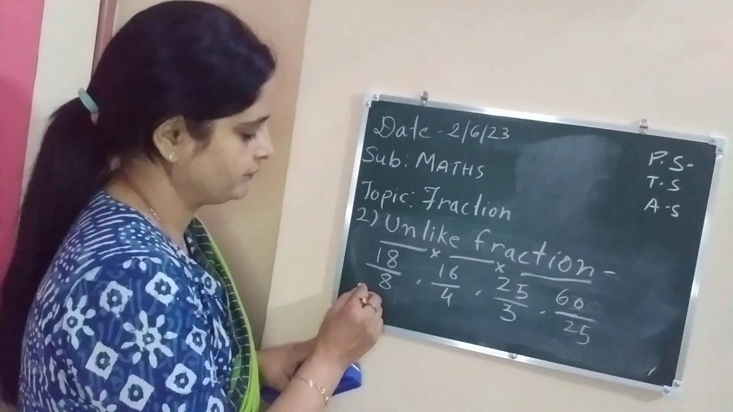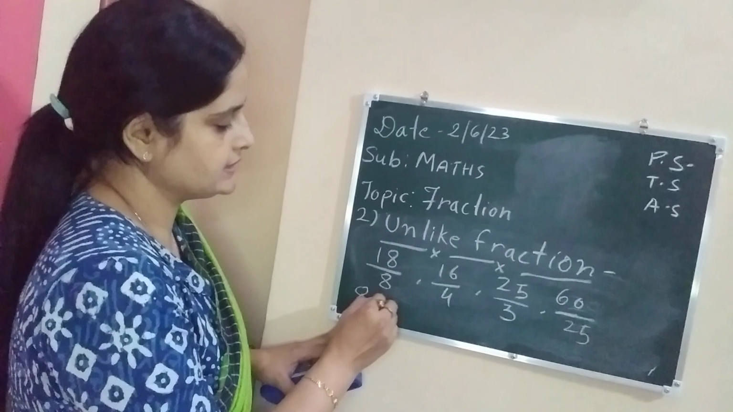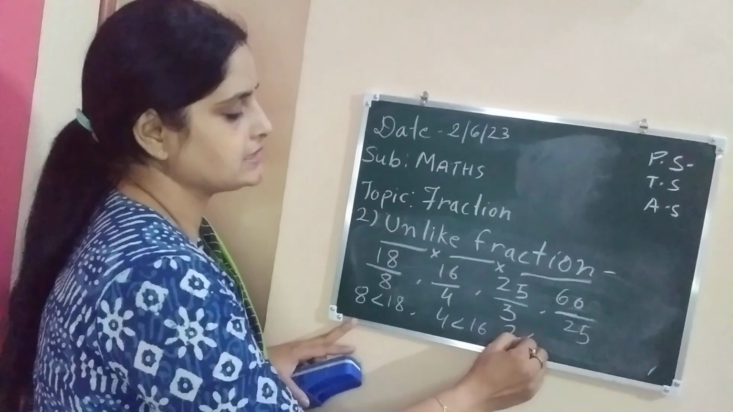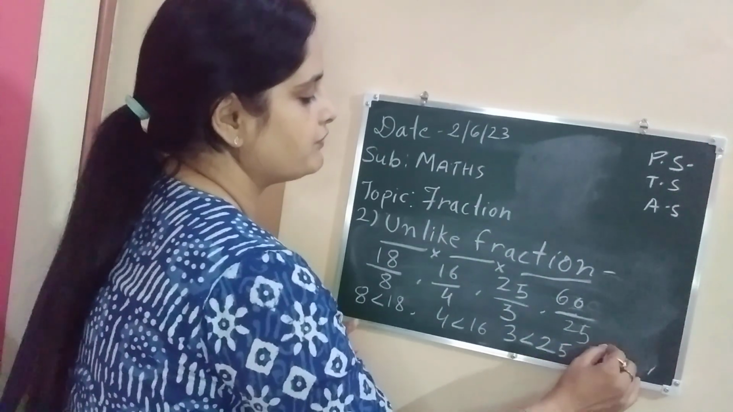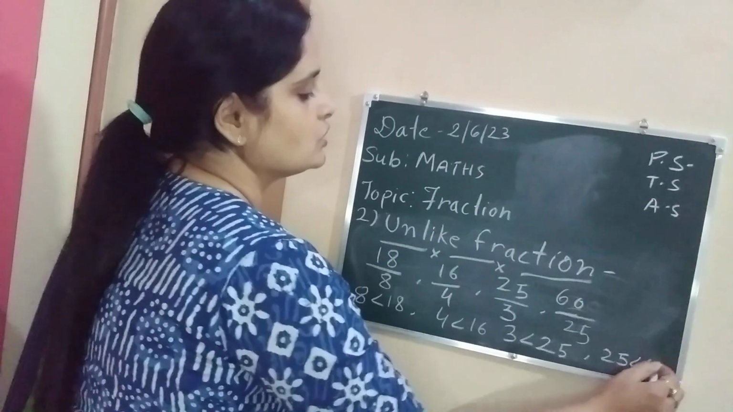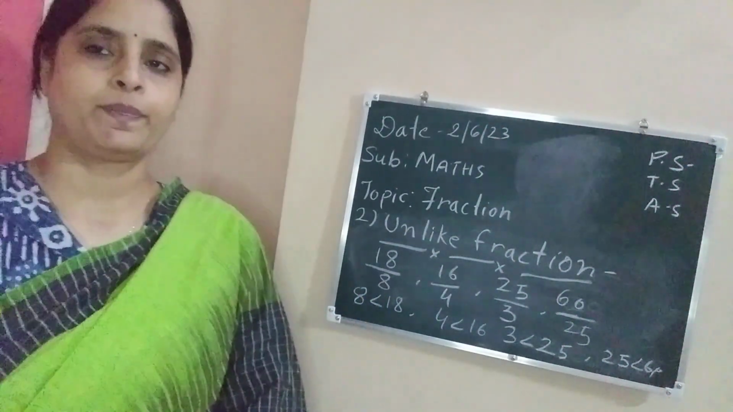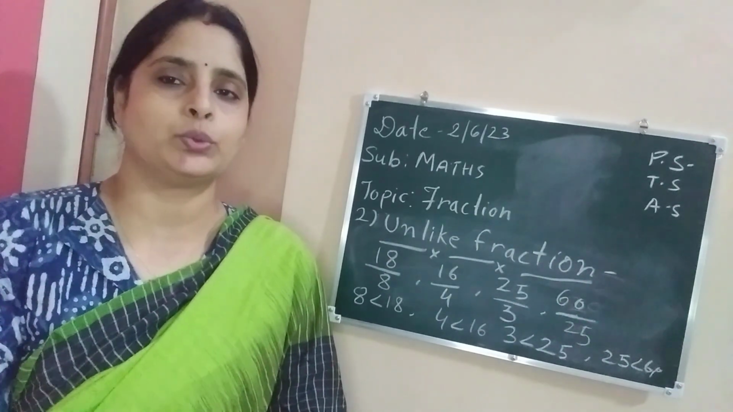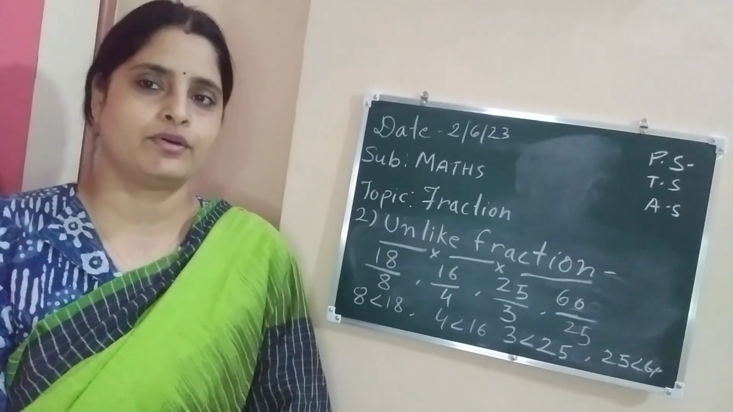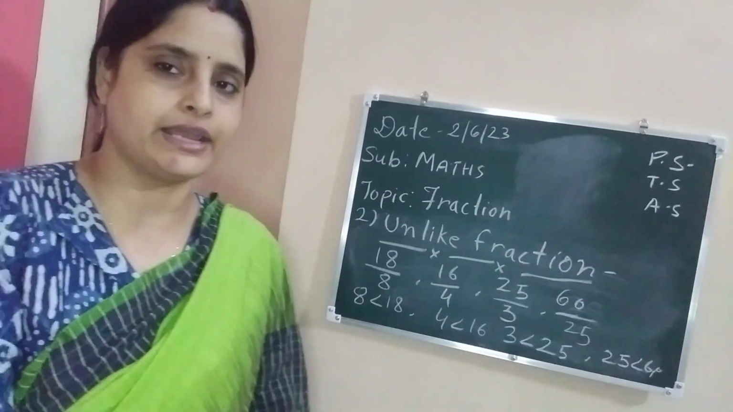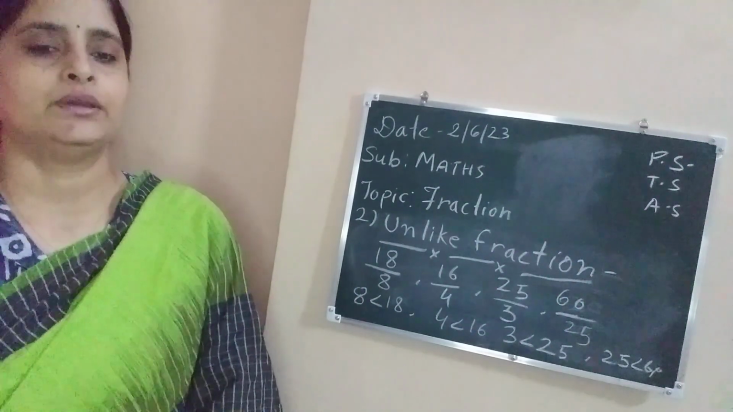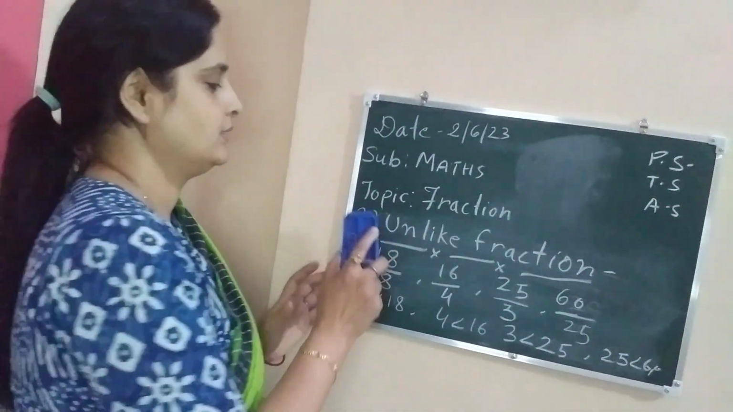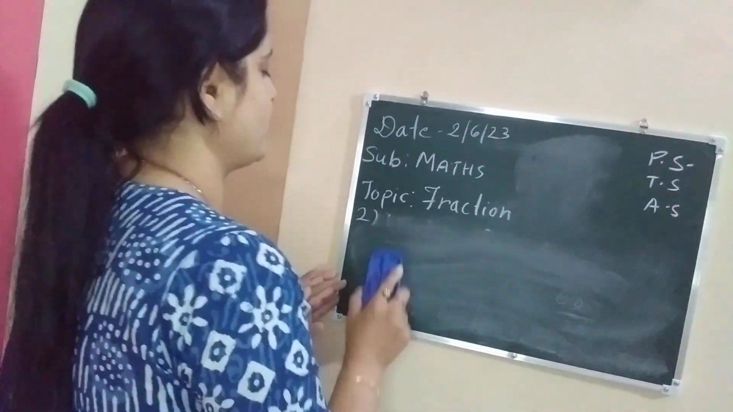So just see here, 8 is less than 18, 4 is less than 16 and 3 is less than 25 and 16 is less than 60. So these are examples of unlike fraction. Just write in your notebook two examples of like fraction and two examples of unlike fraction. Okay, nice, very good. Okay, so shall we start the third type? Yes.